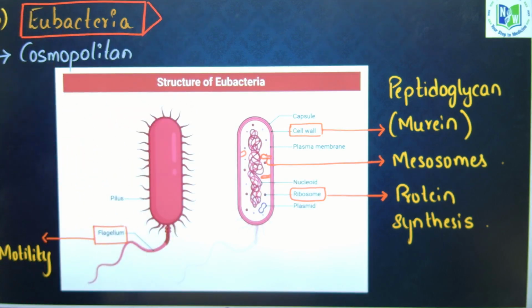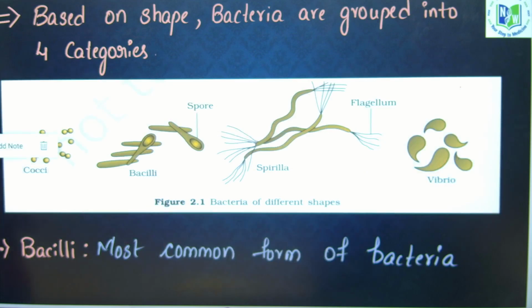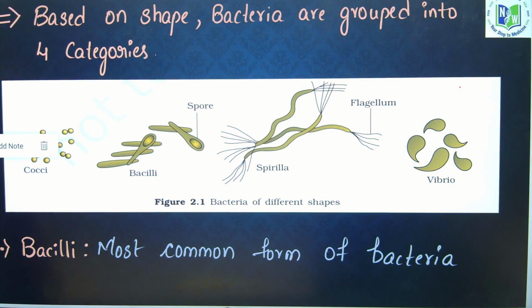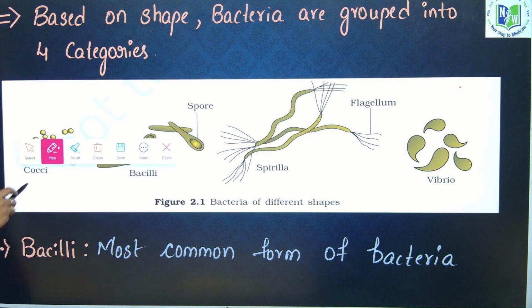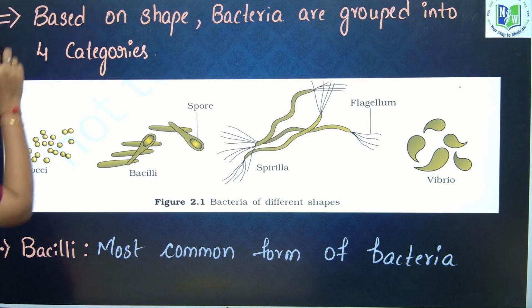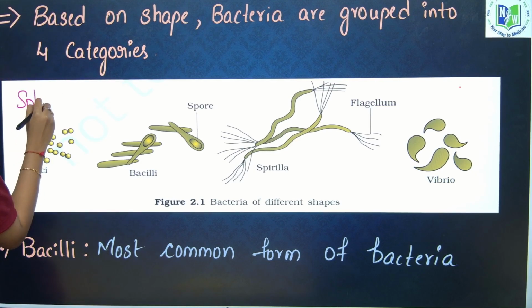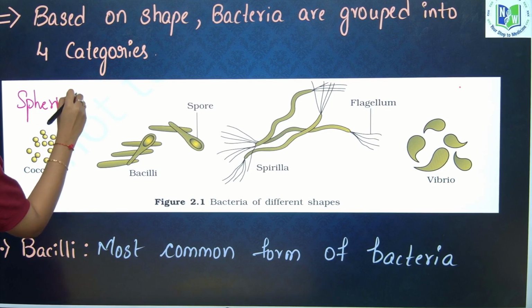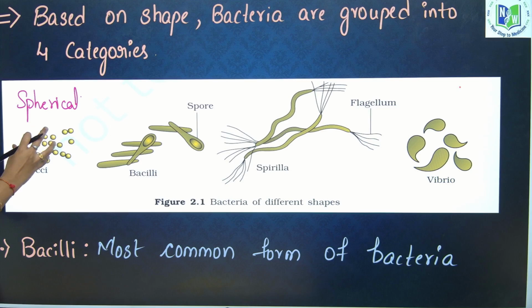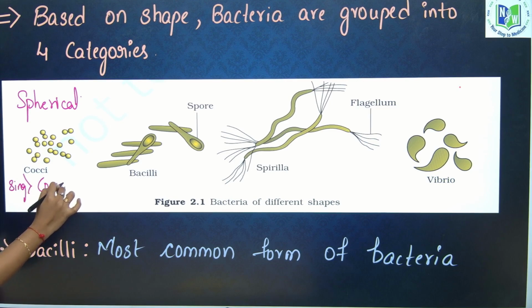Next, based on shape, eubacteria are grouped into four categories. If they are circular or spherical, you call them cocci. If they are singular, then it is coccus.